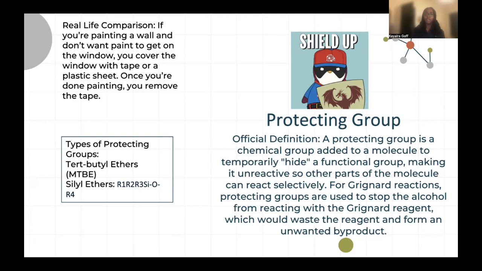For Grignard reagents and reactions, protecting groups are used to stop the alcohol from reacting with the Grignard reagent, which would erase the reagent and form an unwanted byproduct. So the type of protecting groups we're going to be focusing on today are going to be tert butyl ethers and cellular ethers.